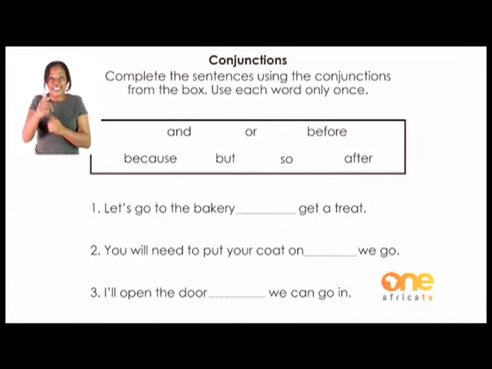Let's look at number one, sentence number one. Let's go to the bakery, get a treat. What conjunction do you think we can use there? We go to the bakery, we get the treat. I think we will use "and". Let's go to the bakery and get a treat.